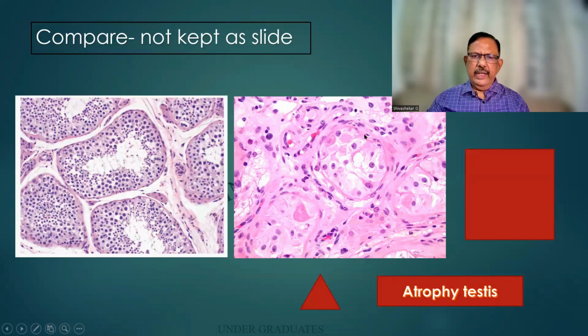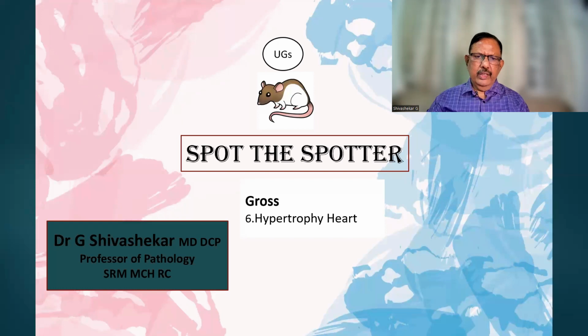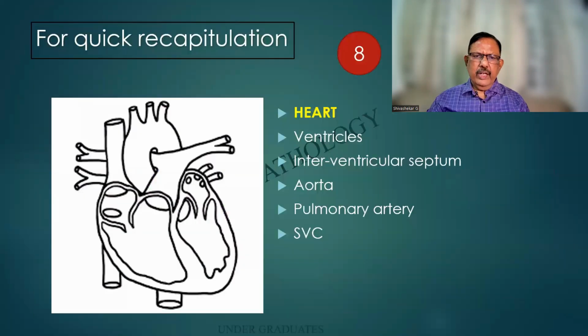And this is again a slide. It is a germinal epithelium. It will not be kept for the exam, but in this, I am not finding the germinal cells, but I'm finding only the Sertoli cells, a classical example of atrophy testis. These are the sources.